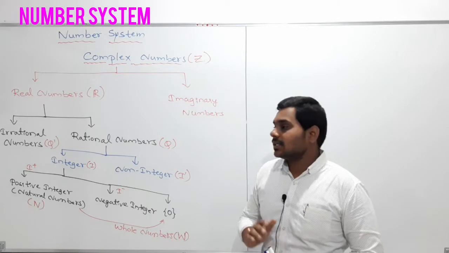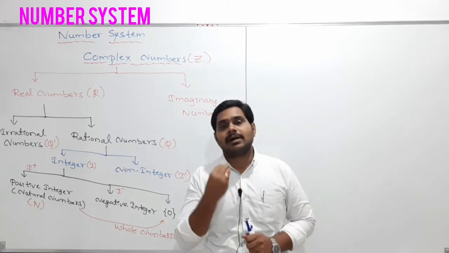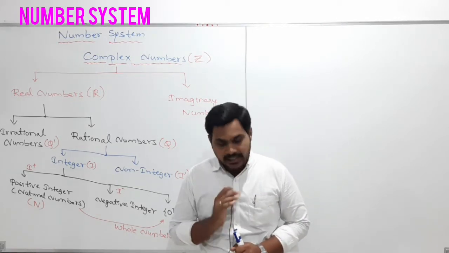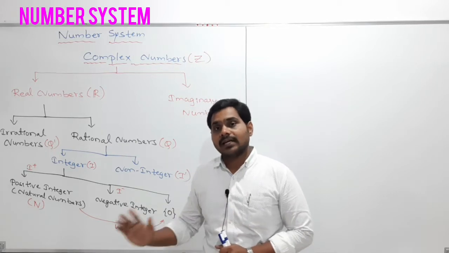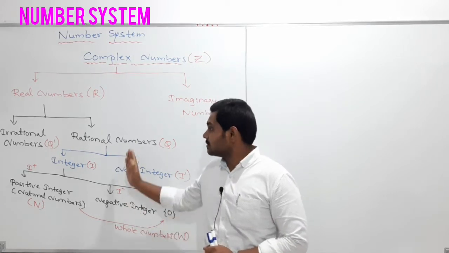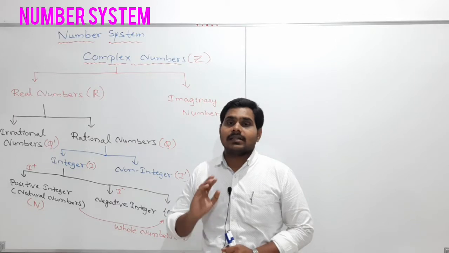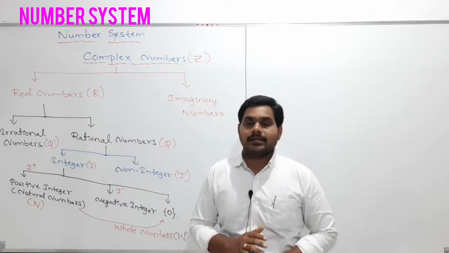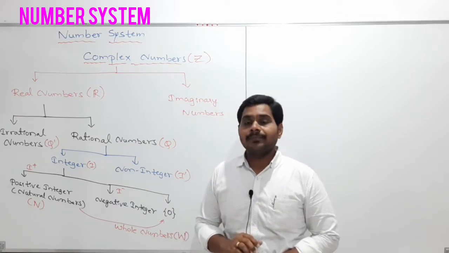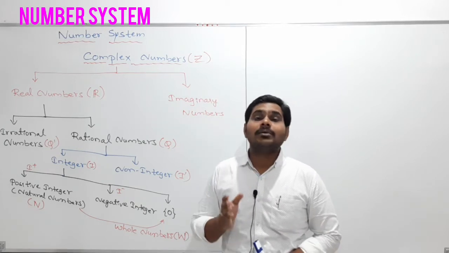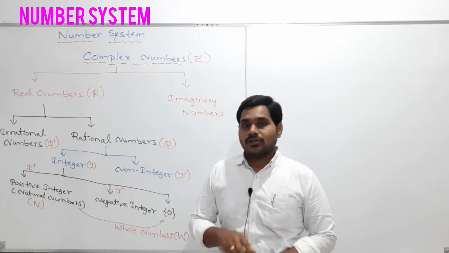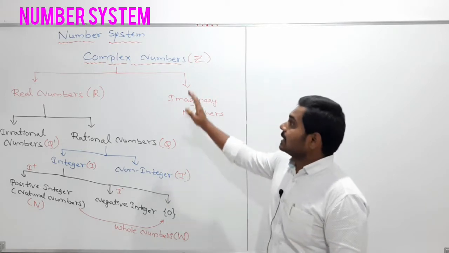My dear students, you already learned what is meant by rational numbers, real numbers, negative integers, and rational numbers. You discussed all these numbers, but I'll still recall what we learned in the previous standard. Clear? So now we will discuss the number system.